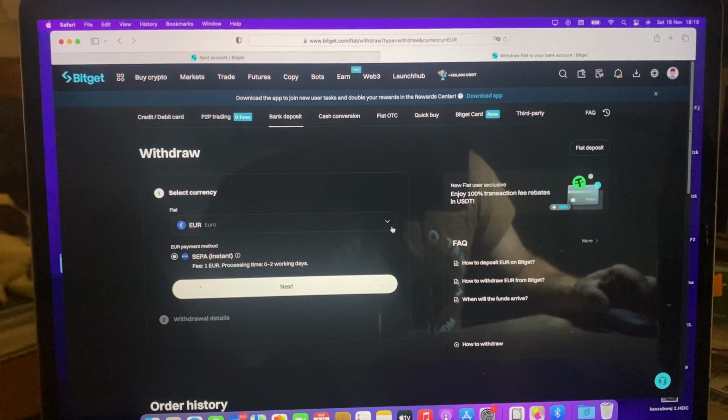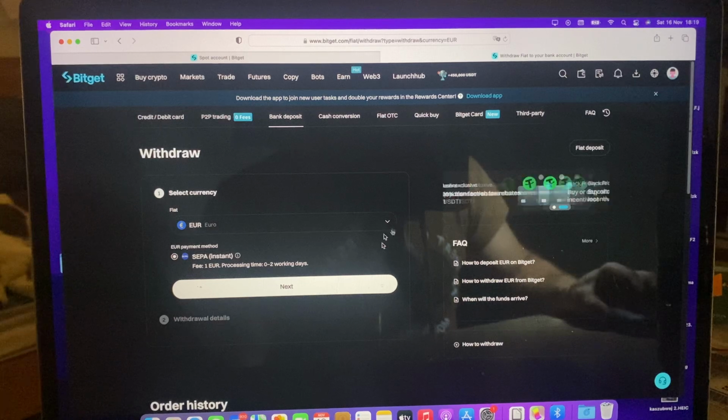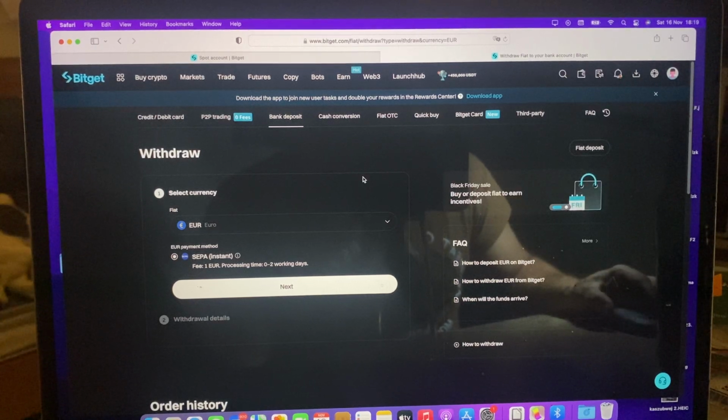Of course, you have to check your tax regulation in your country, because sometimes, like in my country, you have to pay tax if you are getting money from crypto.